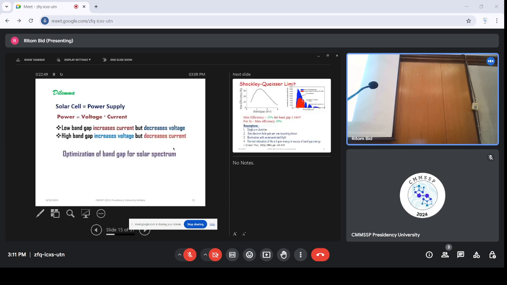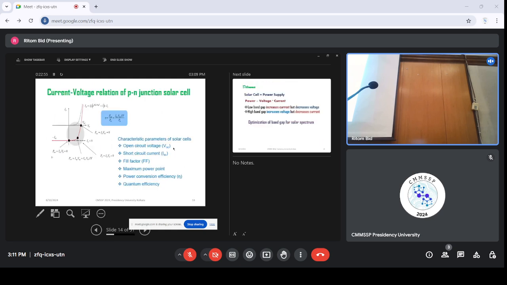Just to understand how the fill factor is calculated. The fill factor is calculated from this curve. You have the maximum power point, that is the output, and that is divided by VOC times ISC. Right? So that will give you the fill factor. And if you multiply it by 100, that will give you the fill factor in percent. Okay.